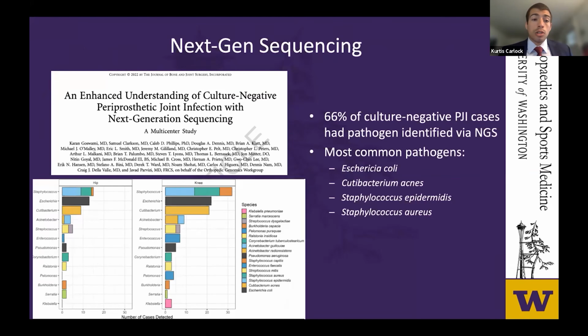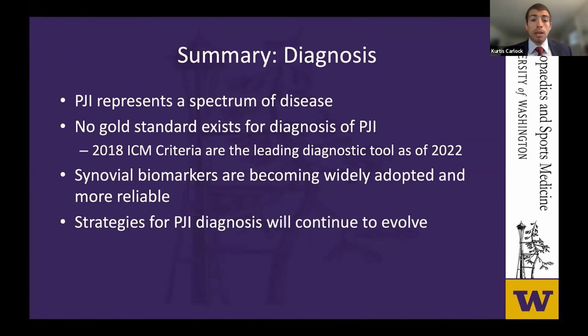Interesting area of research. And in terms of its utility in diagnosing PJI, about two-thirds of patients with culture negative prosthetic joint infection have been able to have potential pathogens identified by next-gen sequencing, which certainly does provide some help to our infectious disease colleagues as they attempt to tailor antibiotic therapy.